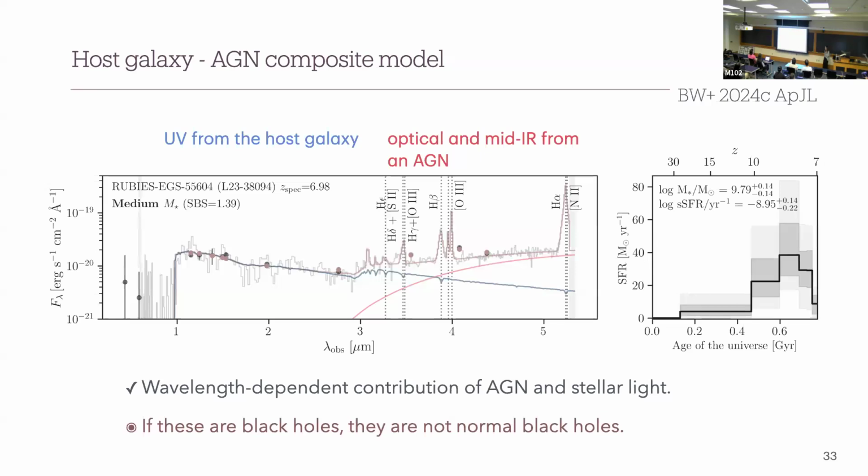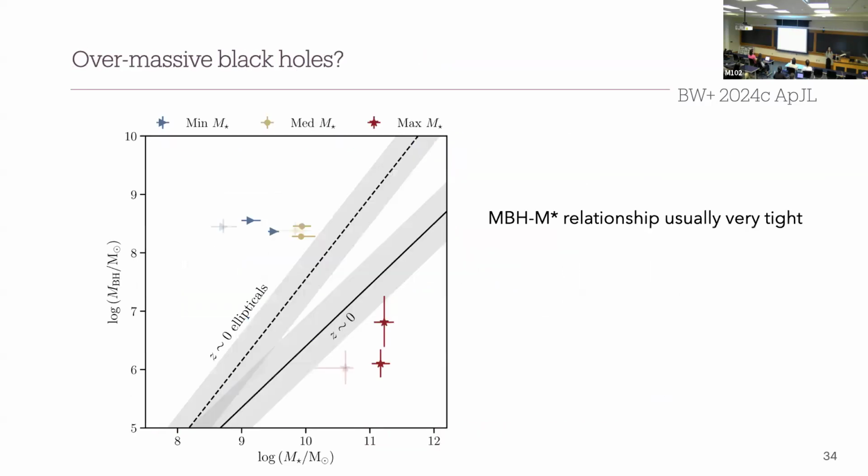However, this interpretation does not come without problems. One of the most critical is that if they are black holes, they are not normal black holes. What I mean by this is, the first thing we can do is put them on the black hole mass versus stellar mass plane. Those are the local relations. Usually we expect the black hole mass and stellar mass relationship to be very tight. The galaxy and its central black hole go through their major life events together, right? They just grow together. So the relation is very tight.